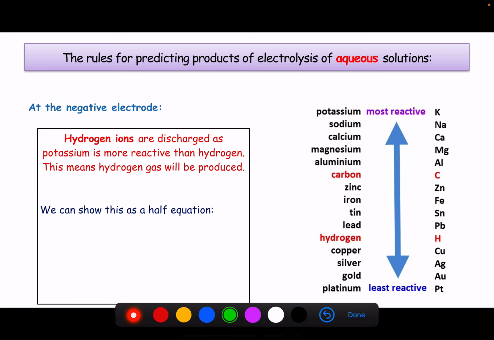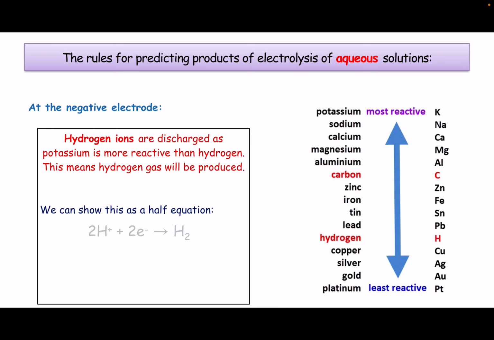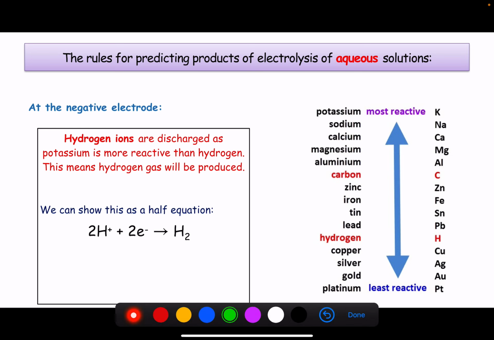And we can show that as a half equation. Here we're showing our two hydrogen ions gaining 2 electrons to form hydrogen gas. Okay, they're gaining electrons, so this is an example, of course, of reduction.